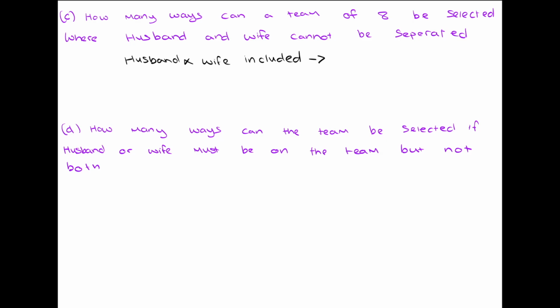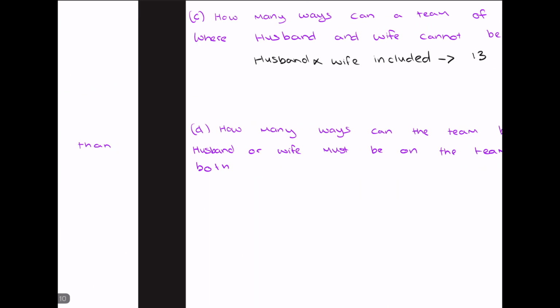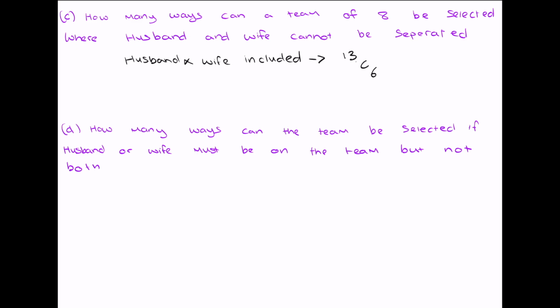Because they're both on the team in this case, we only have 13 people to choose from, right? Because there are only 4 boys left and 9 girls left to choose from. So 4 plus 9 is 13. And it's 13 choose 6 because we know that husband and wife are on the team, so out of the 8, we only need to choose 6 more. And case 2 is that husband and wife are not included. So they're excluded, and this is just 13 choose 8. Again, it's 13 and not 15 because we cannot choose husband and wife, so we take the 2 out, and we just choose 8 from those 13 that are left.